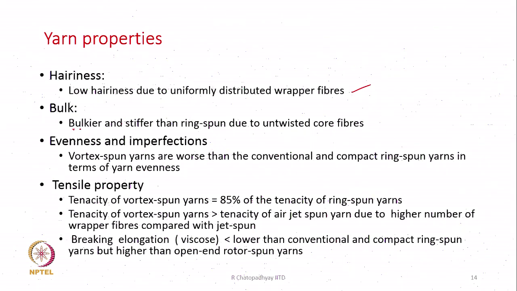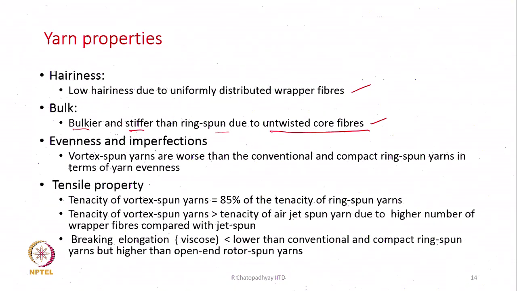It will be bulkier and stiffer than ring spun yarn due to untwisted core fibers. That is why the diameter of the yarn is a little bit more than the ring yarn, but it will be stiffer because tight wraps are there. Like rotor spun yarn also is stiffer because of the wrapper fibers, such tight wraps which are there. Loose wraps will not make the yarn stiff. It is the tight wraps which are going to make the yarn stiff.